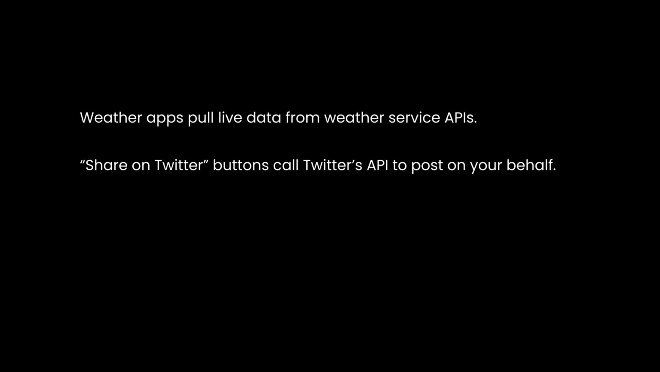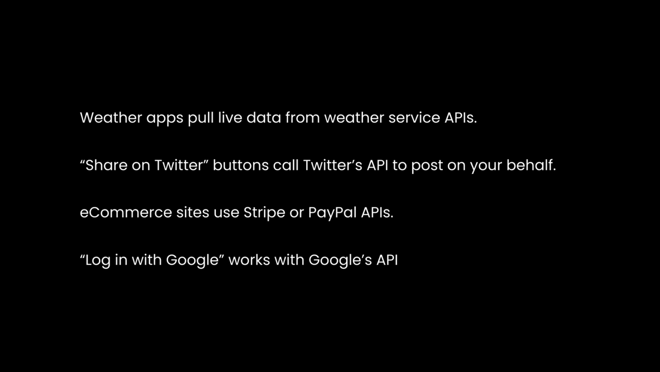Here are some everyday examples. Weather apps pull live data from weather service APIs. Share on Twitter buttons call Twitter's API to post on your behalf. E-commerce sites use Stripe or PayPal APIs, so they don't handle your credit card details. Login with Google works because Google's API confirms who you are and passes that back.